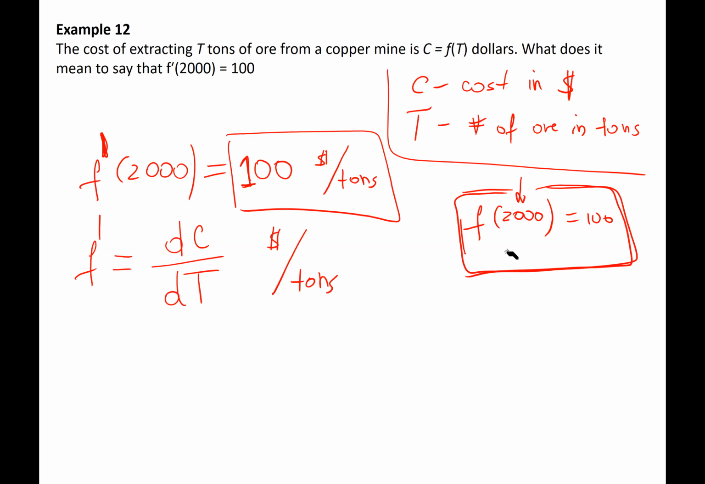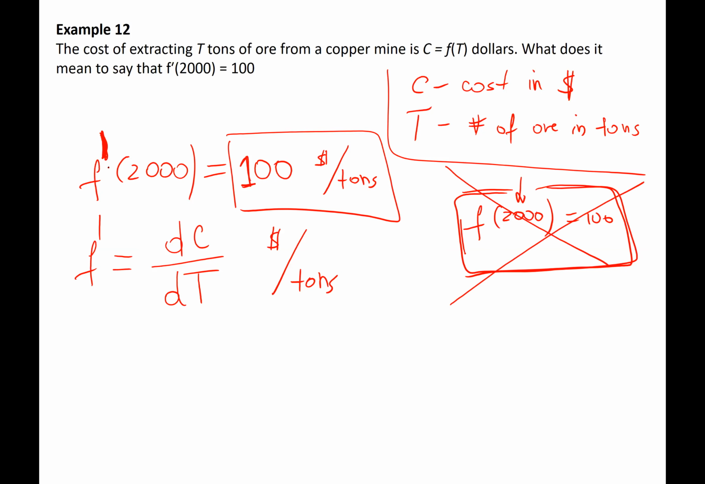If it were given like that, then you can say okay, but we have to be really careful. We definitely have a rate of change. This box, which I will erase in a minute, means the value of the $100 cost for 2,000 tons. If we would like to extract 2,000 tons, we have to pay 100. But that's not what we have. We have f prime.